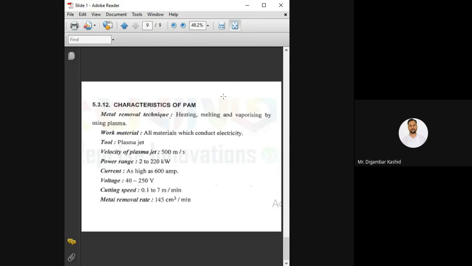And the most important is what will the material removal rate be. Now as per this textbook, he has mentioned that 145 cubic centimeter per minute. So that much metal removal you can achieve, metal removal rate, that is MRR, 145 centimeter cube per minute.